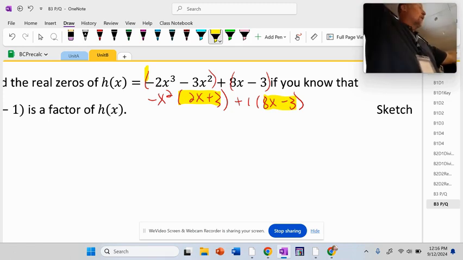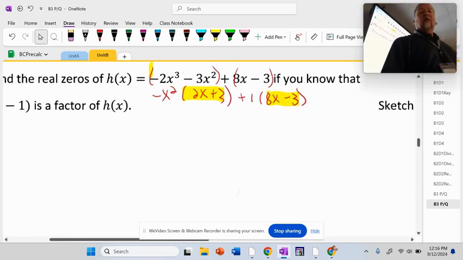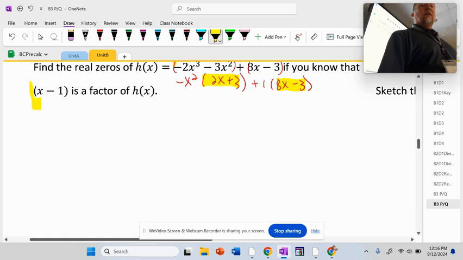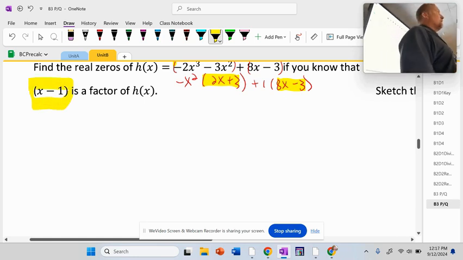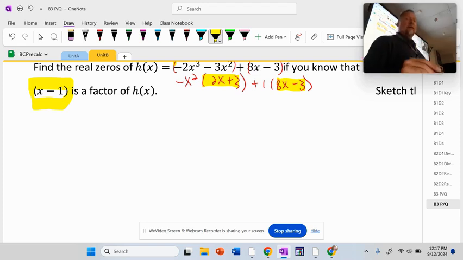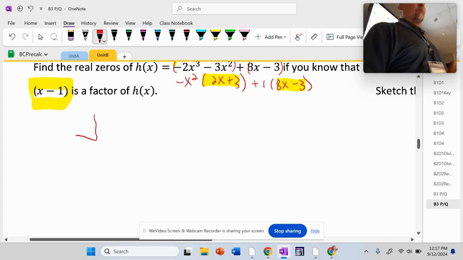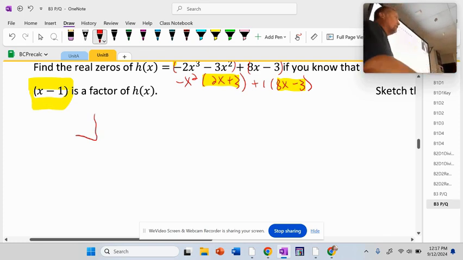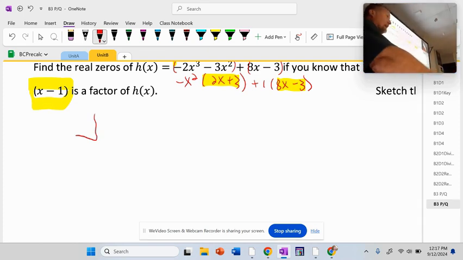Well, then what do we do? How do I find zeros? And that's what all of today is about. One thing we'll do is say, hey, by the way, one of the factors is x minus 1. So what you can do with that is actually prove it. And you actually have to. But I can do it synthetically.